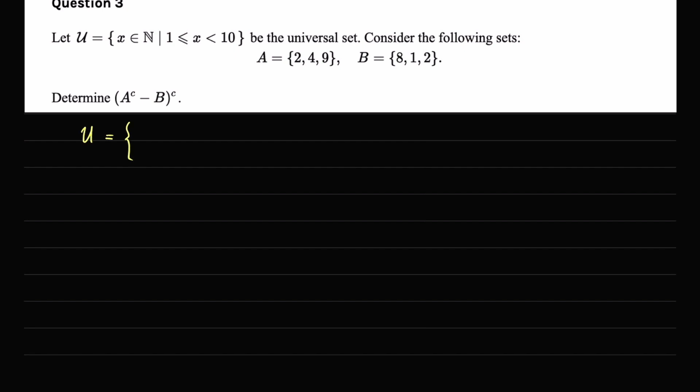Let me write down the universal set in front of our eyes by writing all the elements, because that's not that much. The first element is, of course, 1. The next ones are 2, 3, 4, 5, 6, 7, 8, and finally 9. Not 10, because 10 is excluded.